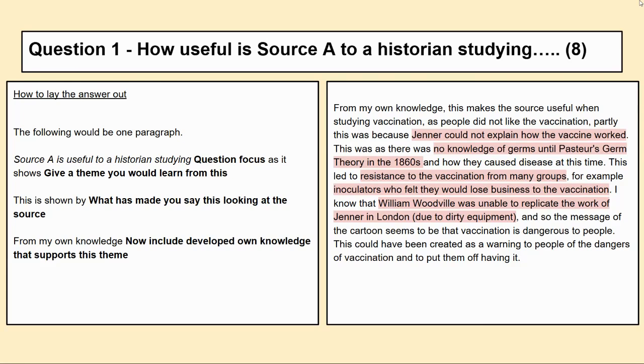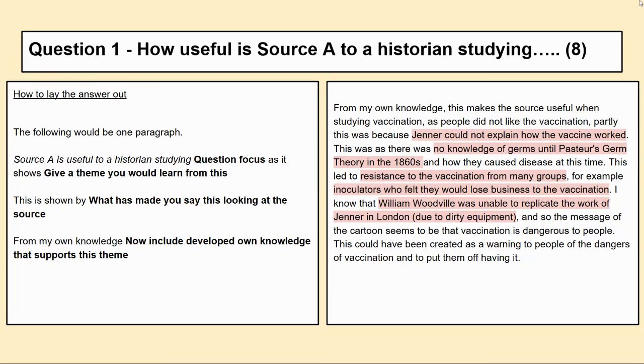Next part's the main part. This is your own knowledge, so you're showing your understanding of the events. So I start off, to be clear to my examiner, with "from my own knowledge", and I've just written there, this makes the source useful, again repeating that key term in the question, when studying vaccination, as people did not like the vaccination. Partially this was when Jenner could not explain how the vaccine worked.